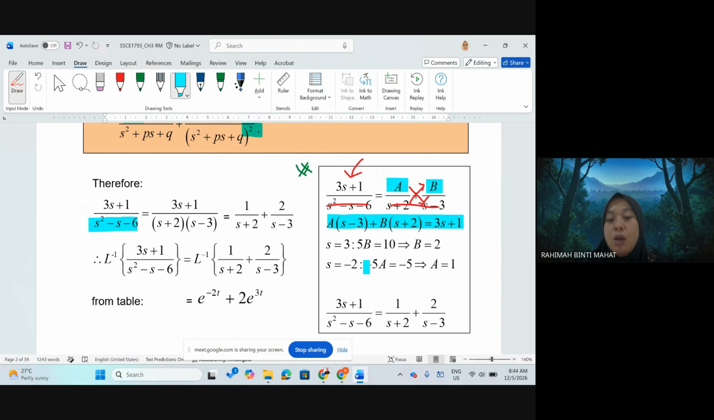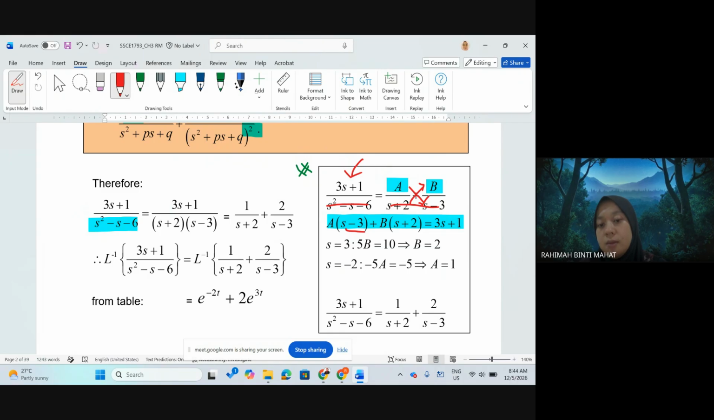How do you want to solve this equation? You can let s be a value to eliminate one of the coefficients. For example, you want to eliminate a to get the value of b. So how do you eliminate a? You refer to this value, s minus 3. We want the a term to be equal to 0, so s is equal to 3. So 3 minus 3 is 0, so it will become a times 0 as well. So that's how you determine the value of s, depending on the factor in the bracket.